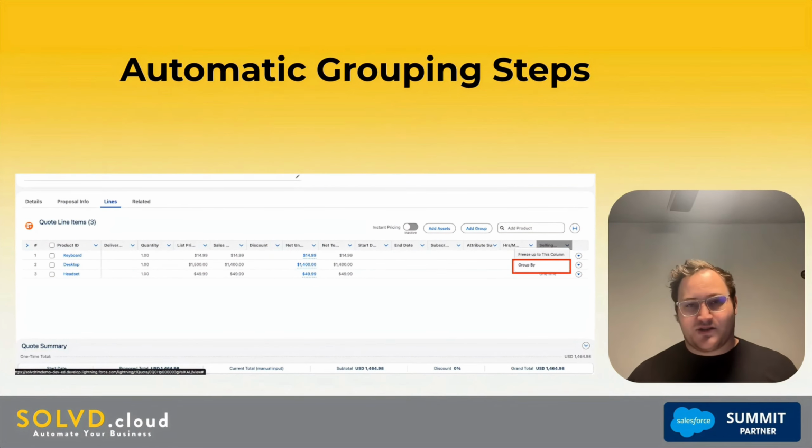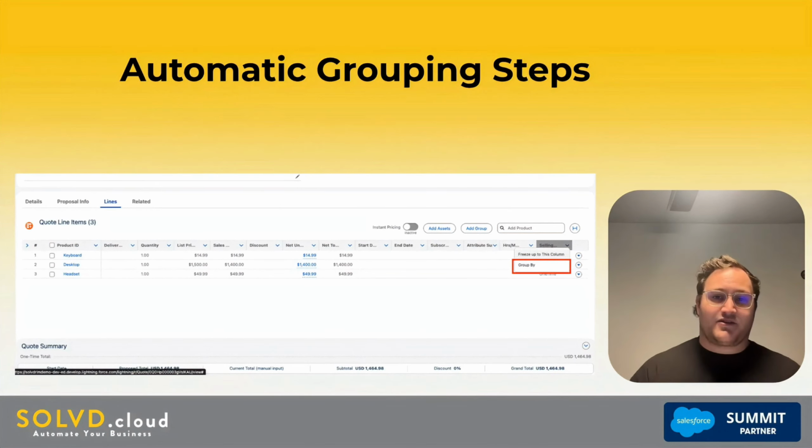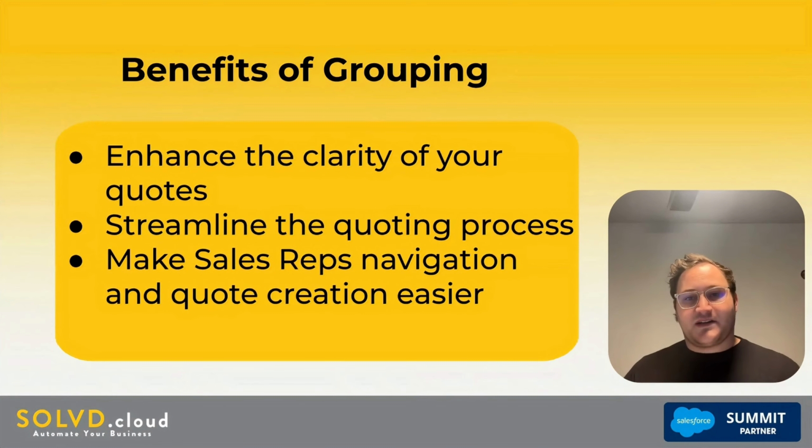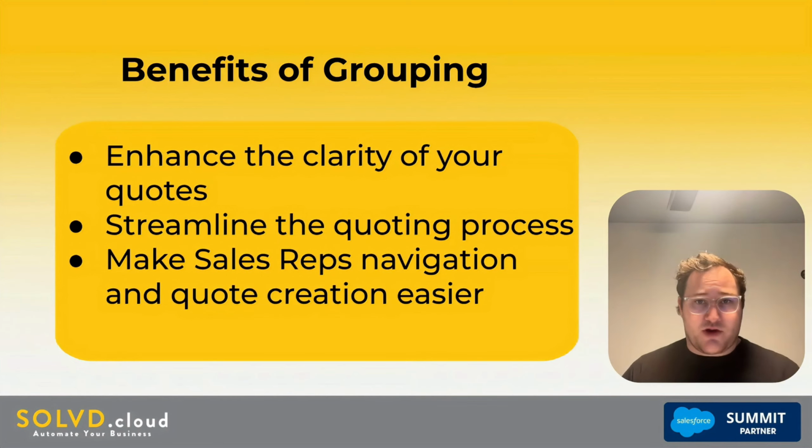Some options you could also explore is creating quote line groups on creation of a quote. This can be done through a simple flow that creates these items, and then you can assign products to them. By effectively using grouping, you can enhance the clarity of your quotes, streamline the quoting process, and make it easier for sales reps to navigate and understand the quotes that they are creating.